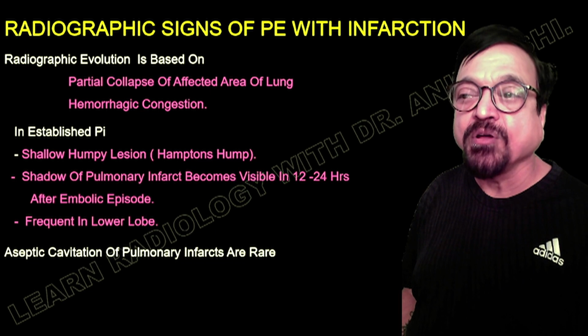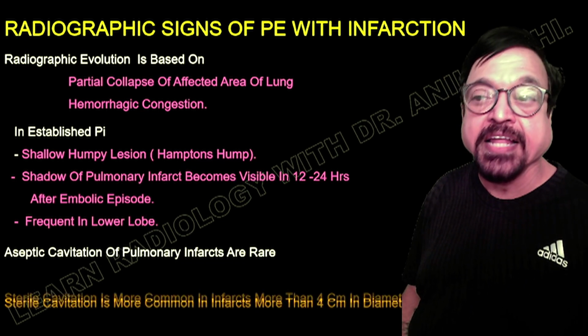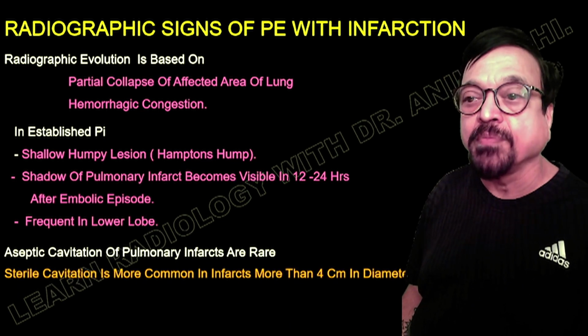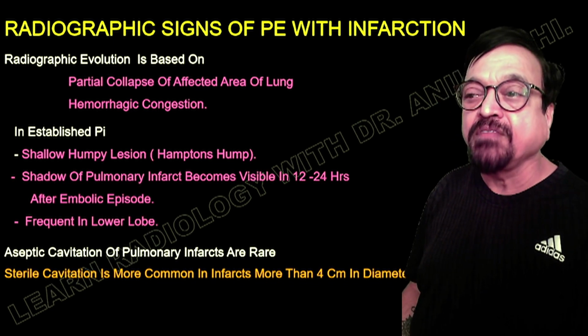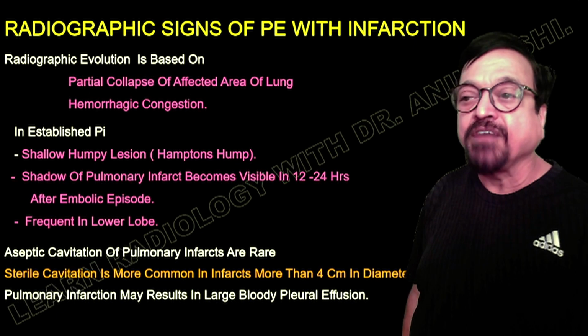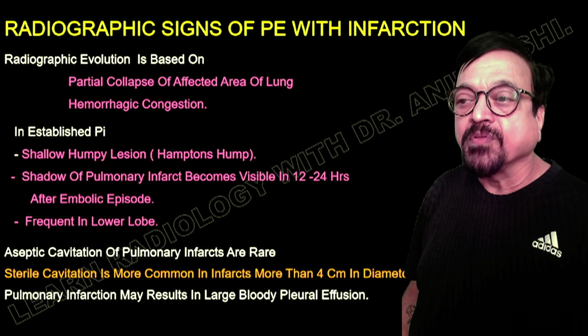Aseptic cavitation of the pulmonary infarct is extremely rare. So, for a cavitating lesion, don't think of this. Sterile cavitation is more common in infarcts more than 4 cm in diameter. Pulmonary infarction may result in a large bloody pleural effusion. So the tap will be hemorrhagic.